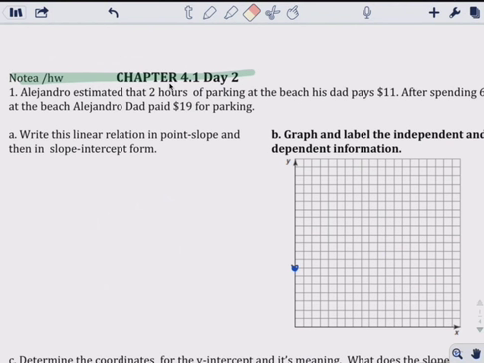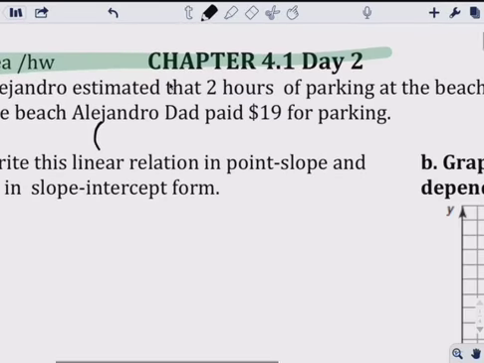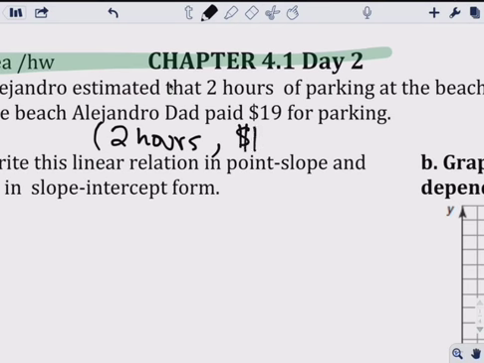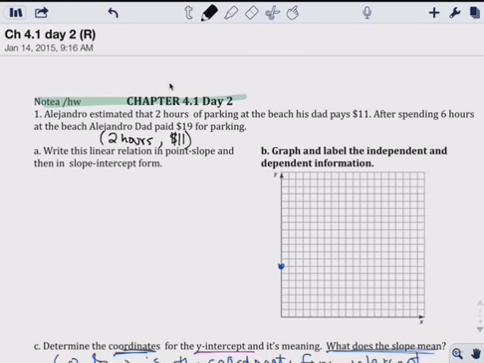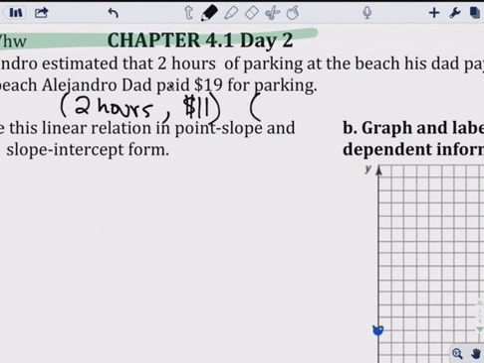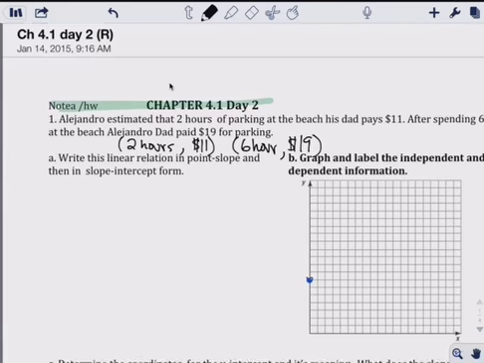Alejandro estimated 2 hours of parking at the beach. His dad paid $11. So 2 hours for $11. Not 10, $11. And after spending 6 hours at the beach, Alejandro's dad paid $19. So 6 hours for $19. Not 16, but 19. Those are the two ordered pairs.